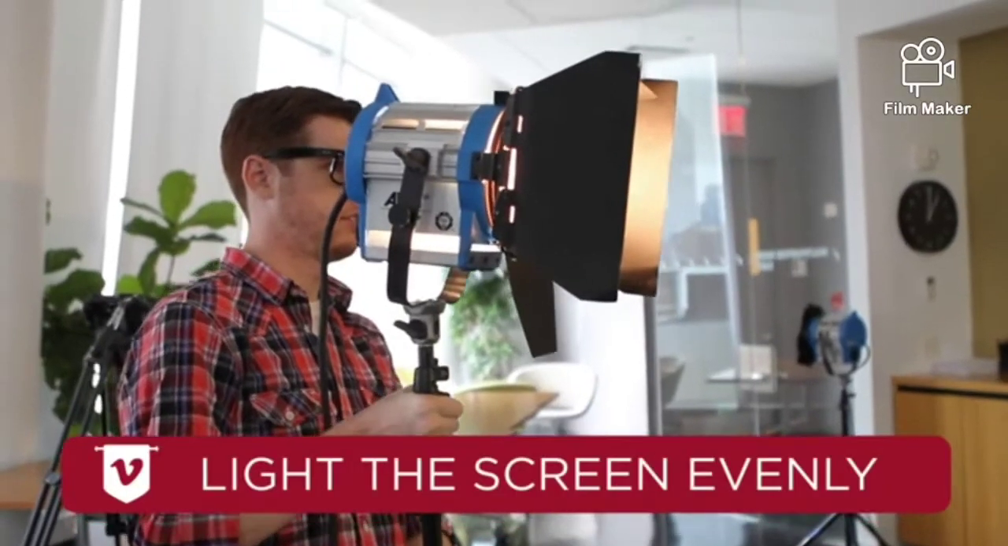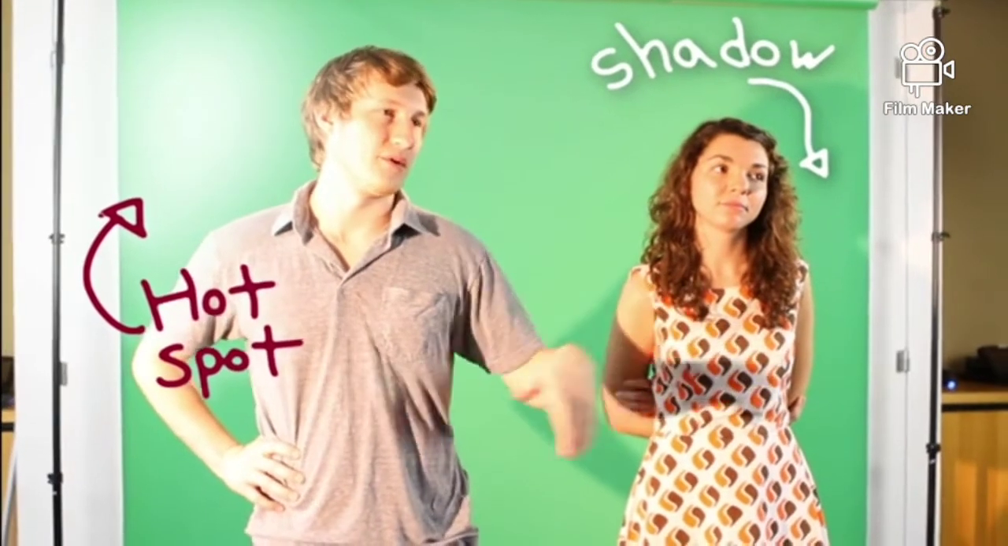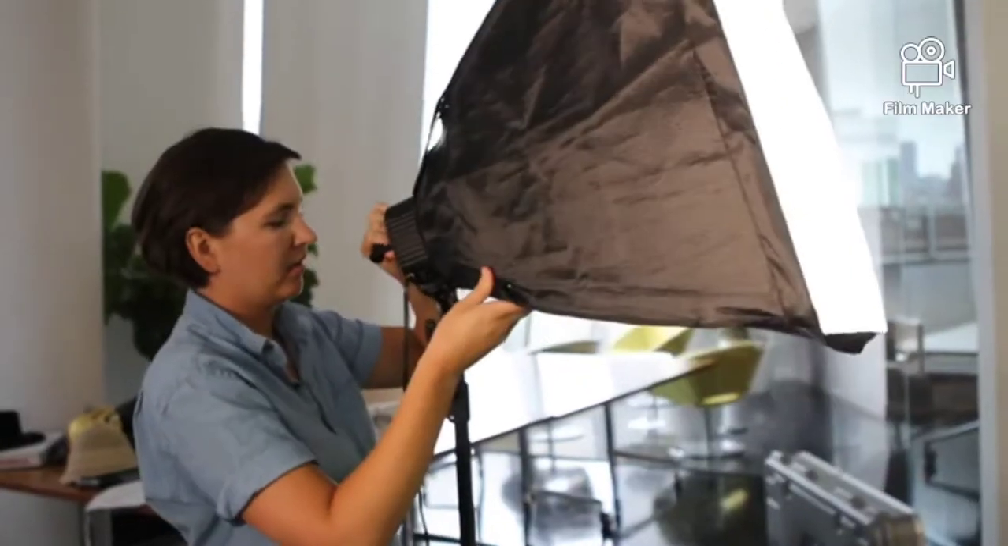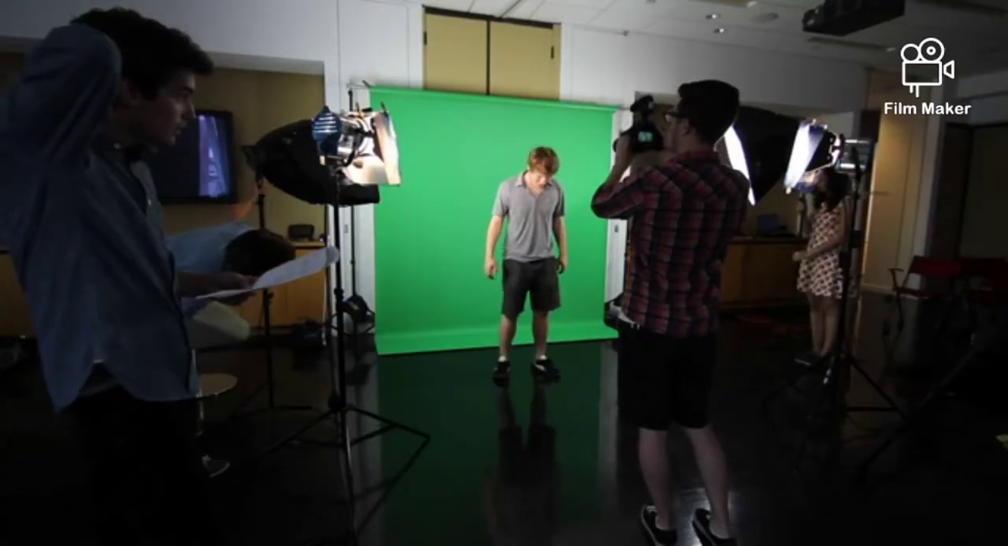After you've set up your screen, you'll want to light it evenly. Too many shadows or hotspots will mean your software will have to sample those hues as well, and you don't want that. We'll be using softbox lights to cover the green screen evenly.